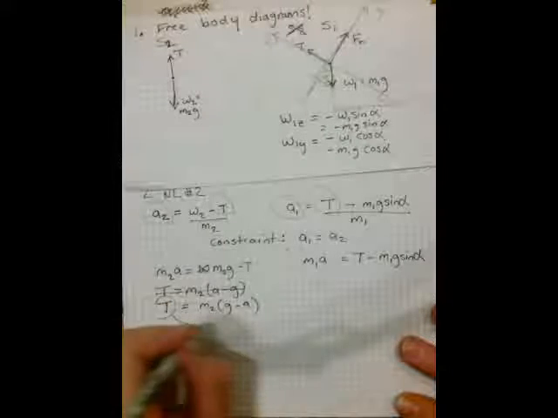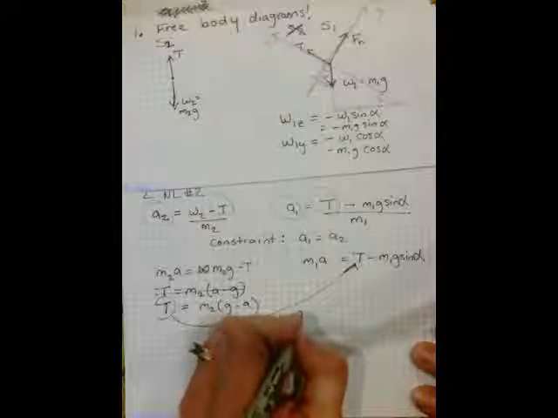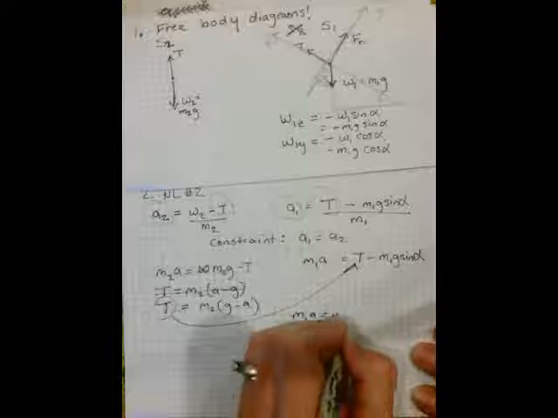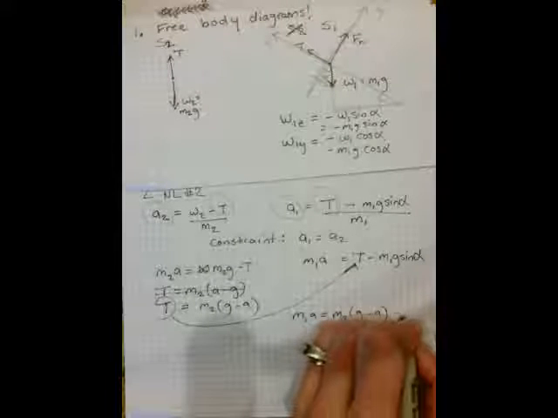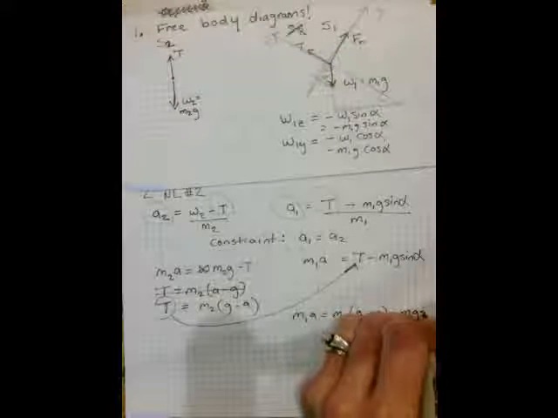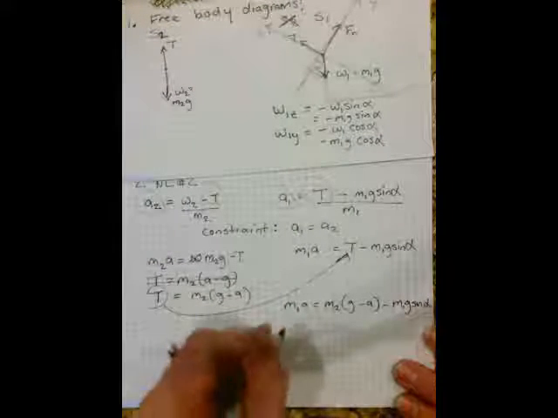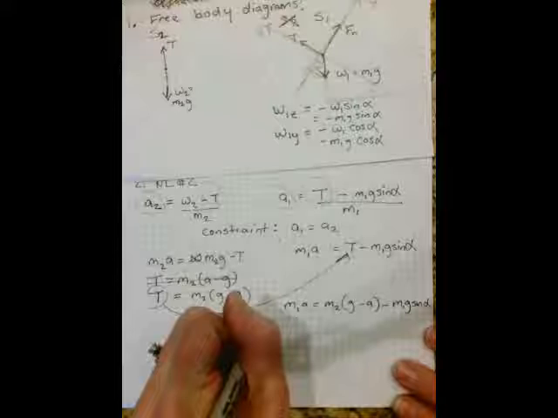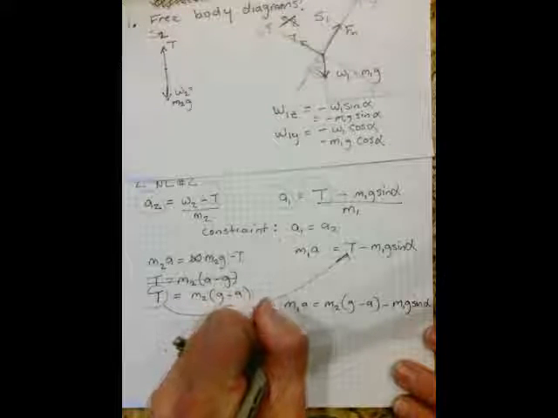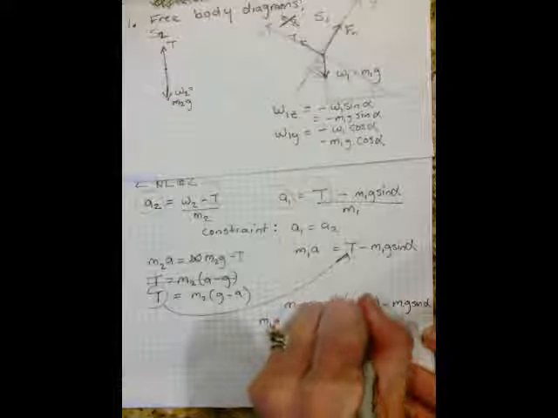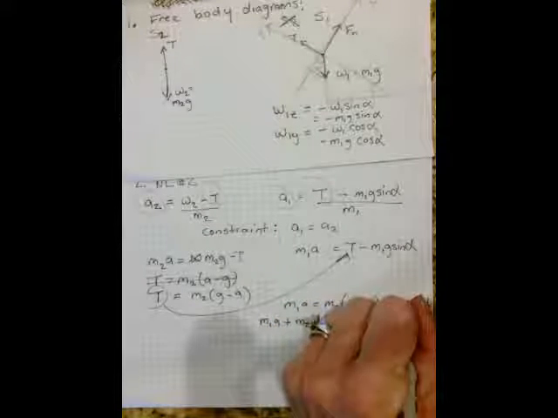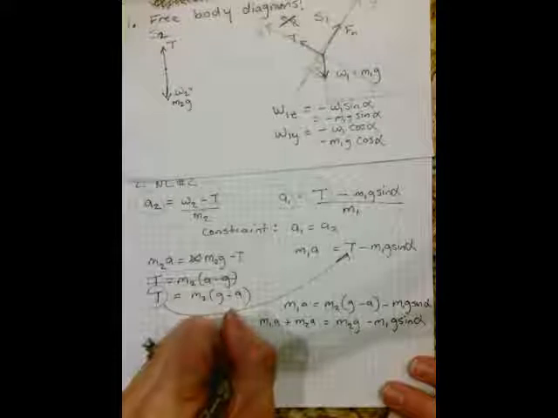And now this can be substituted into this. M1A is equal to M2 G minus A minus M1G sine alpha. Oh, I shouldn't have bothered to combine those, but whatever. I think I ran off the side of the screen there. I need to collect the accelerations if that's what I'm solving for. So M1A plus M2A equals M2G minus M1G sine alpha.